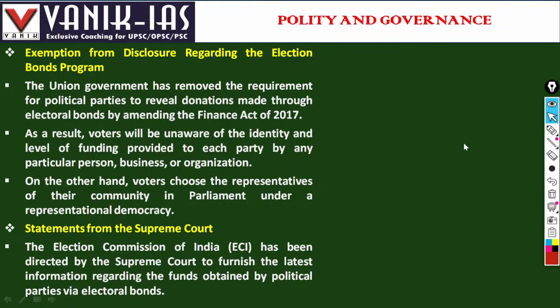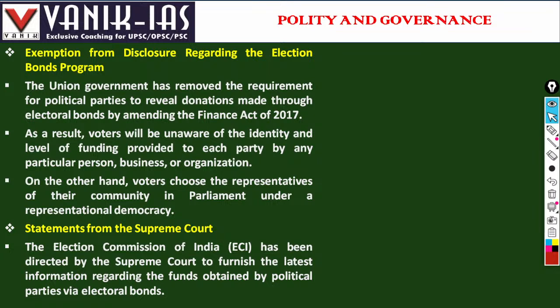Exemption from disclosure regarding the electoral bond program: the Union government has removed the requirement for political parties to reveal donations made through electoral bonds by amending the Finance Act 2017. As a result, voters will be unaware of the identity and level of funding provided to each party by any particular person, business, or organization. On the other hand, voters choose the representative of their community in parliament under a representative democracy.